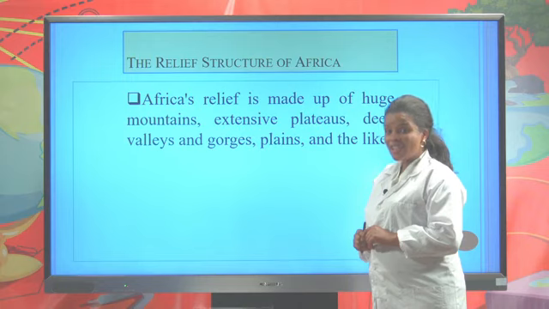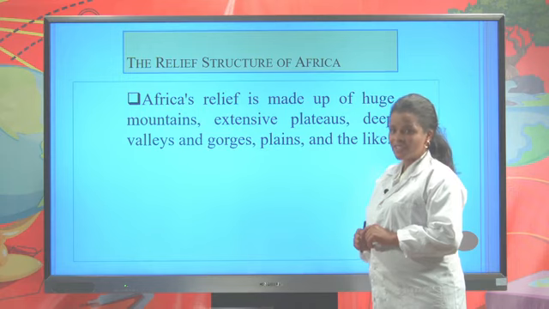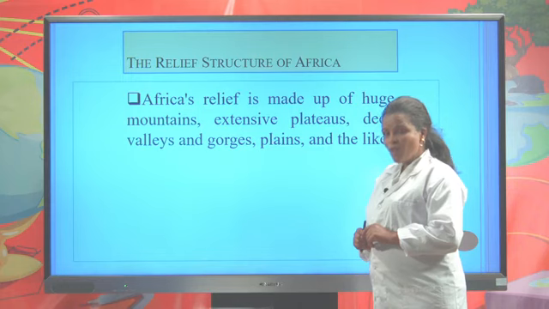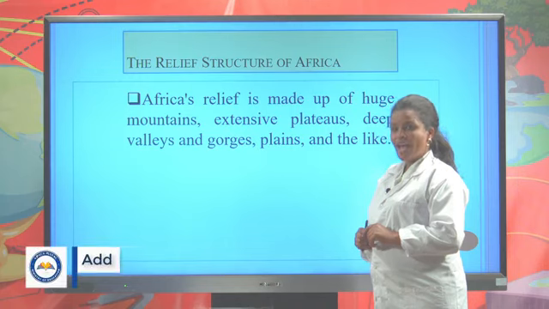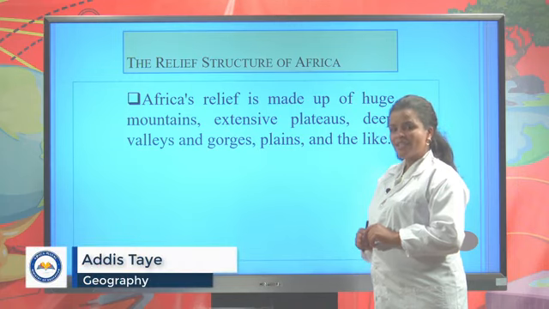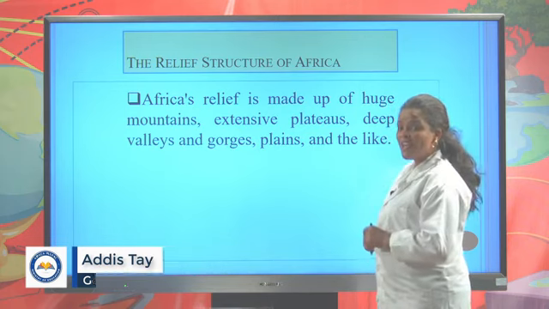So the largest in terms of area is Northern Africa. The smallest is Southern Africa. The largest area next to Northern Africa is Central Africa. In terms of population, the most populous region of Africa is Eastern Africa. And the life expectancy is very low in Eastern Africa, according to our previous lesson.